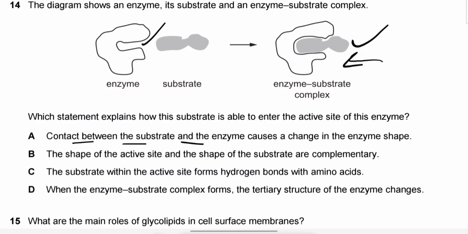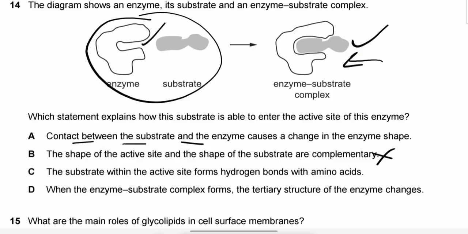The shape of the active site and the shape of the substrate are complementary. No, as you can see from this part of the diagram, they are not complementary at all. If they were, we wouldn't be getting this question to say how is the substrate able to enter. Then for part C, saying the substrate within the active site forms hydrogen bonds. The question is asking us how the substrate enters, so we cannot talk about the substrate already within the active site. So that makes C wrong.